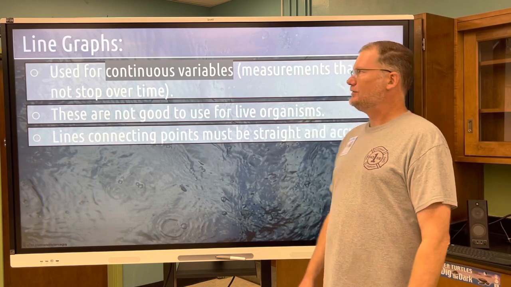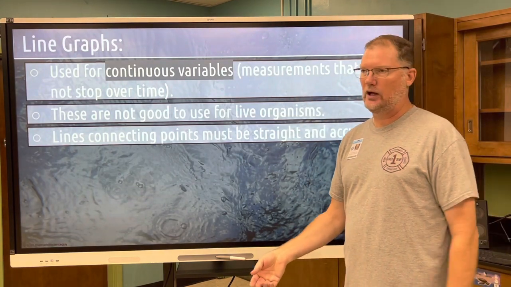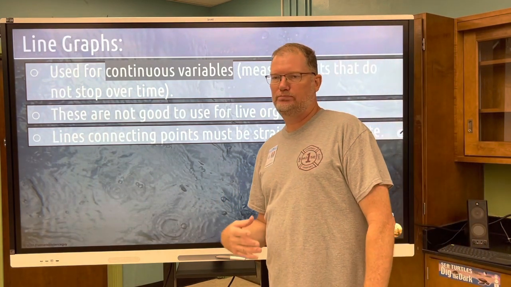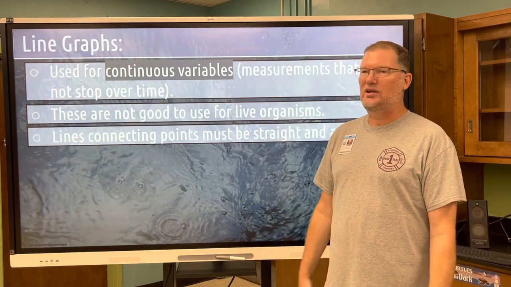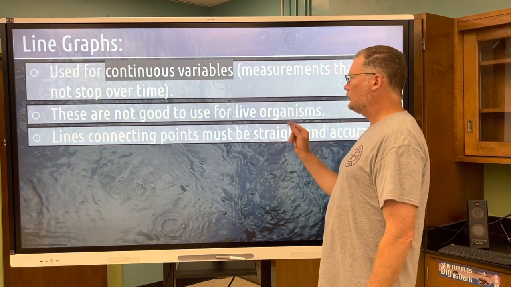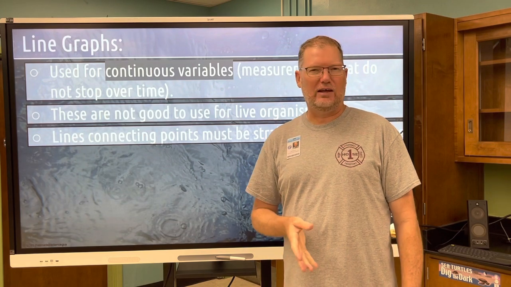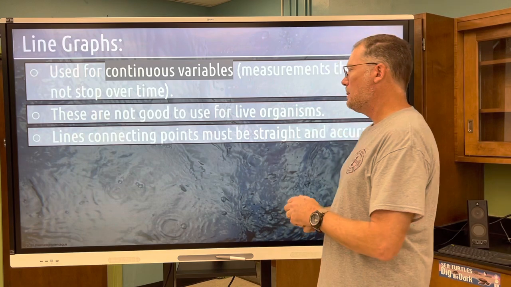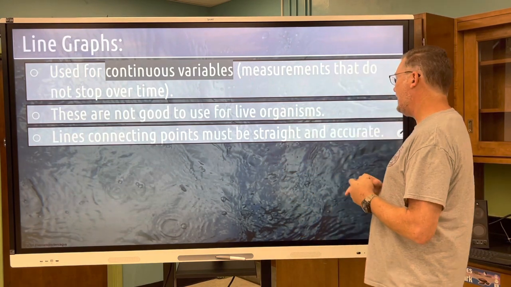Continuous variables, like things that don't stop over time, okay? Growth of plants, growth of, you know, species, temperature change over time, things like that. Not good for live organisms, so taking surveys and other types of studies. And then connecting points must be straight and accurate.